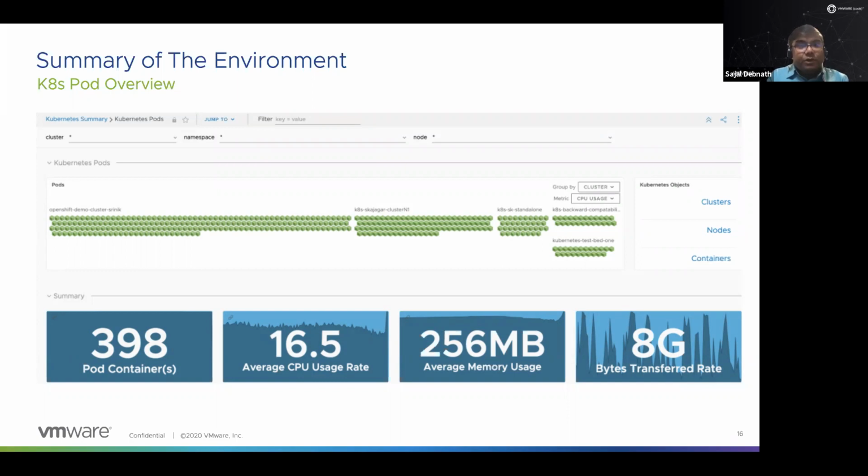Tanzu Observability will give you that enterprise-grade visibility into your Kubernetes or application environment. It provides you visibility into the underlying infrastructure as well. But you would see the subtle differences in the next slide or next few slides, the differences between Tanzu Observability and vROps when it comes to infrastructure.